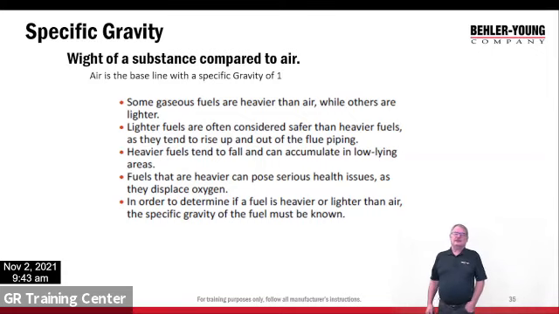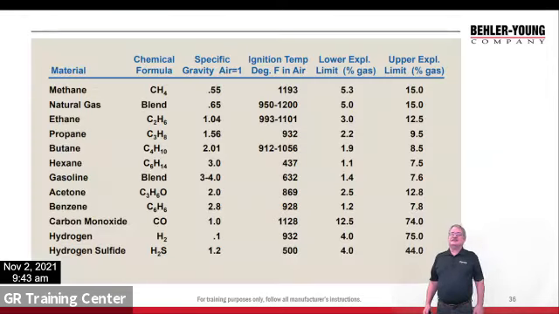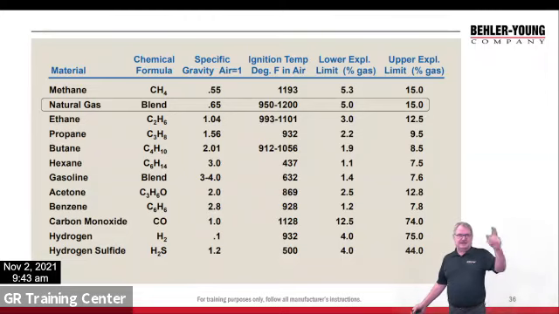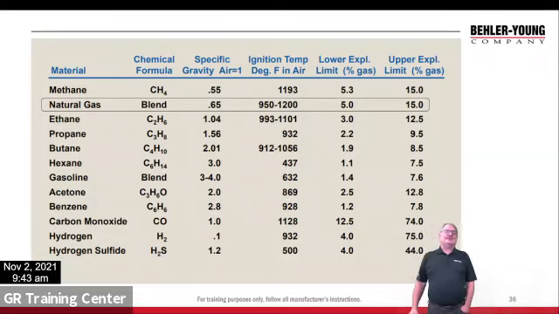So in order to determine if the fuel is heavier or lighter than air, we need to compare it to air, to see if it's lighter. So we're going to go back to this chart. And the first one we're going to look at is natural gas. Now, if I look at the third column, it says specific gravity, air equals 1. So compared to air, 0.65. So is natural gas lighter or heavier than air? You should all be yelling out, heavier, lighter, lighter.